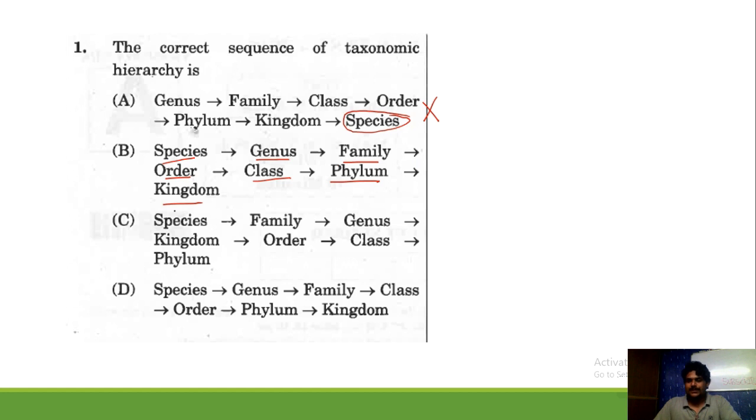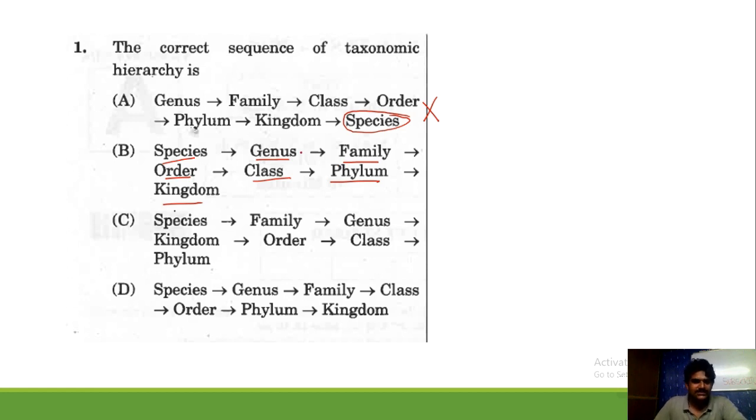Species are a group of individuals which can interbreed among themselves. They are the same type of organisms which can interbreed in themselves. So those are species. Then genus is a group of species. A group of the organisms present in the species are together known as genus.